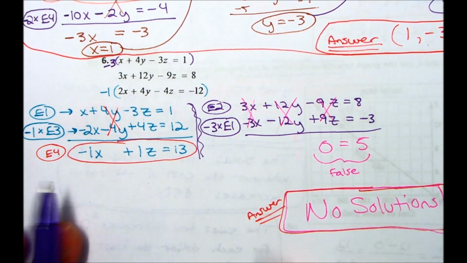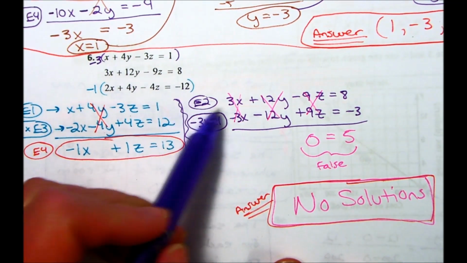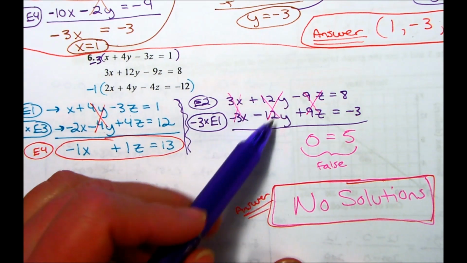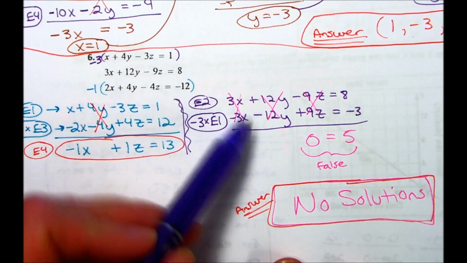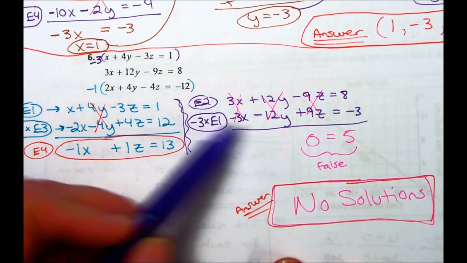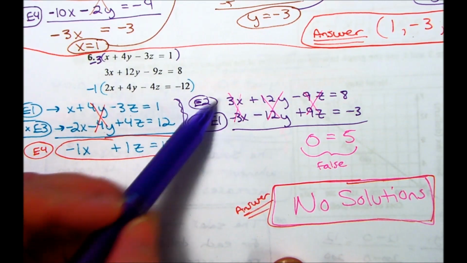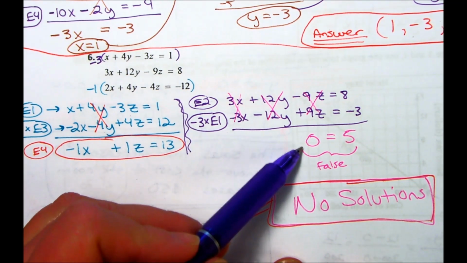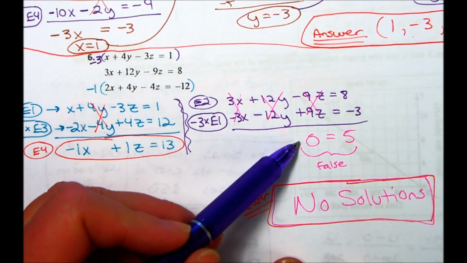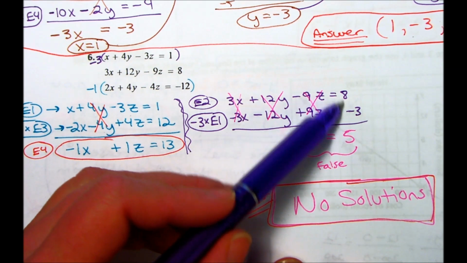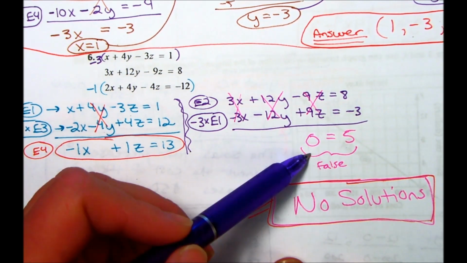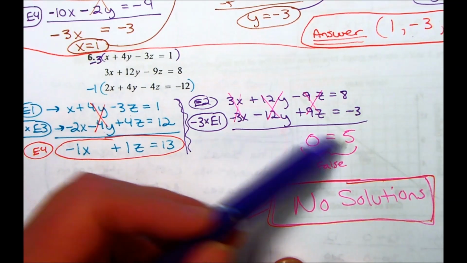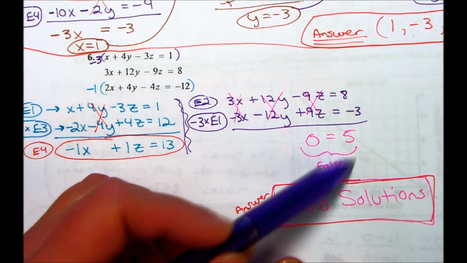So then something strange happens. Not only did we cancel out the y's, but the x's and the z's also cancel out. So if all of your variable terms cancel out, that basically gives you 0 on the left side. If you have 8 minus 3 on the right, you're going to have 5. So you have a statement that says 0 equals 5. Well, that is not a true statement. That is a false statement.